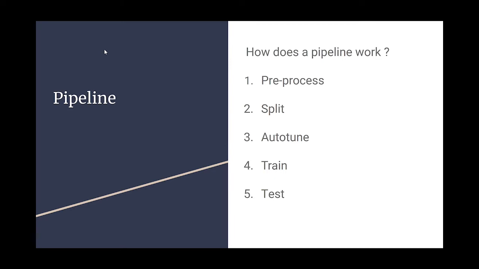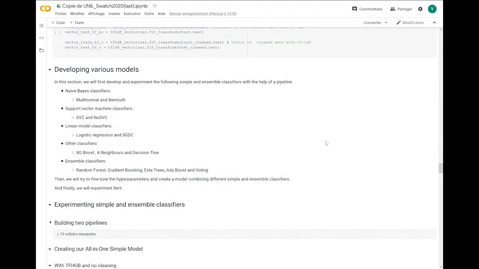In the training phase, the final model is trained with the best parameters on all the data. Then we test our model, so we get the metrics and predictions on the test data. Going back to our notebook, you can see the different classifiers that we used in the 4 pipelines.